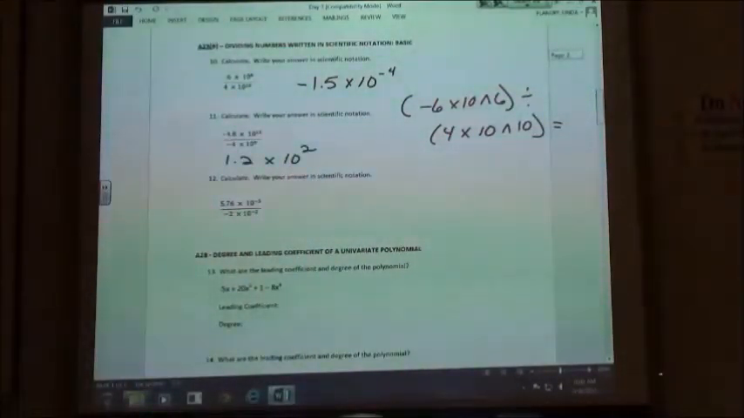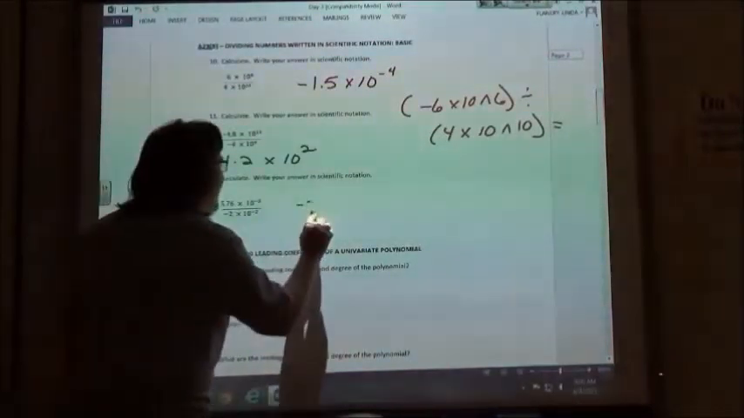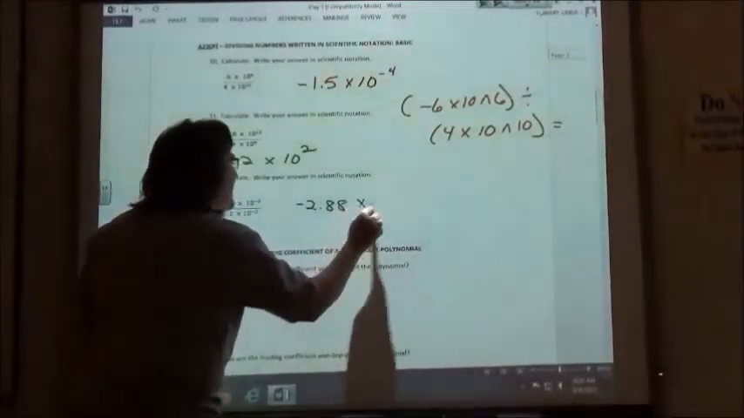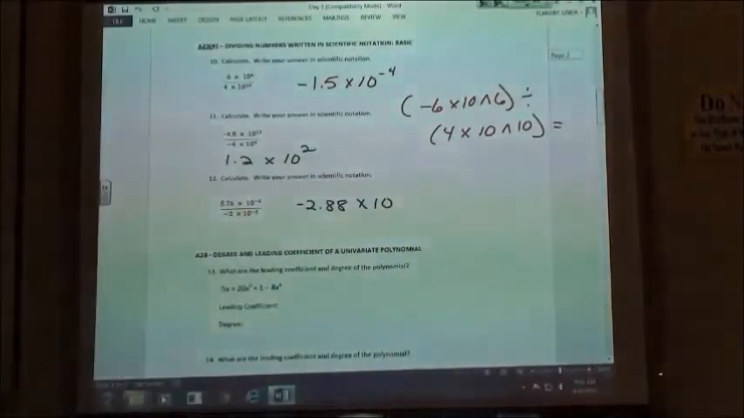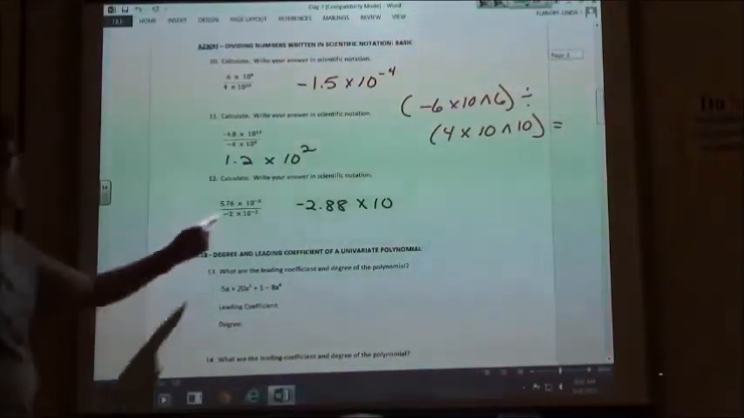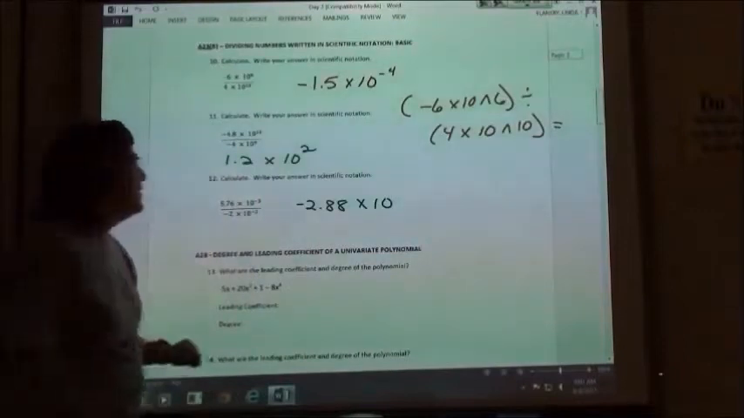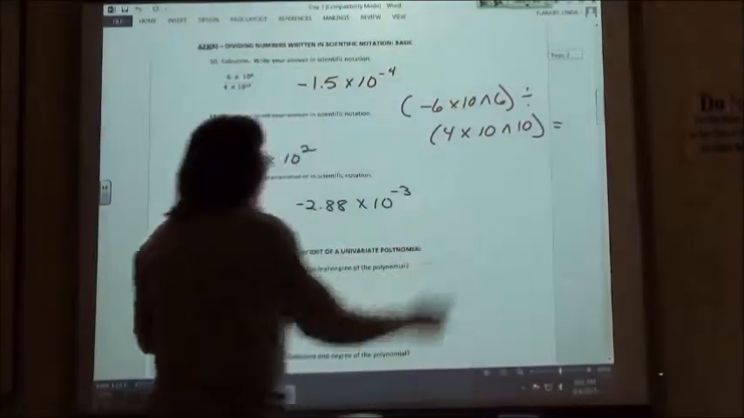Number 12, same kind of thing. I'm going to take the 5.76 divided by negative 2. Negative 2.88 times 10 to the, I mean, negative third. Because I'm actually going to end up adding that. And so times 10 to the negative third.